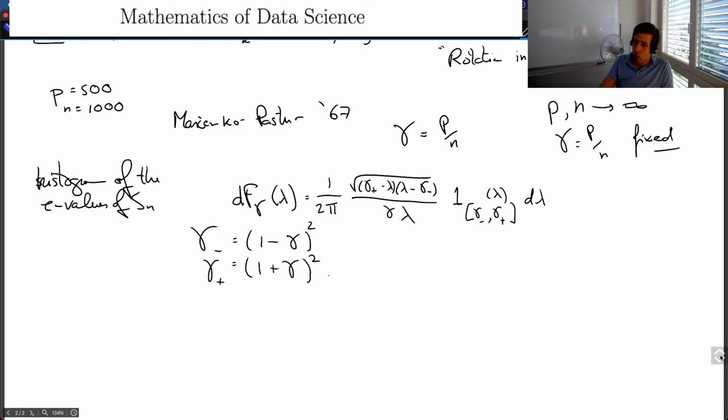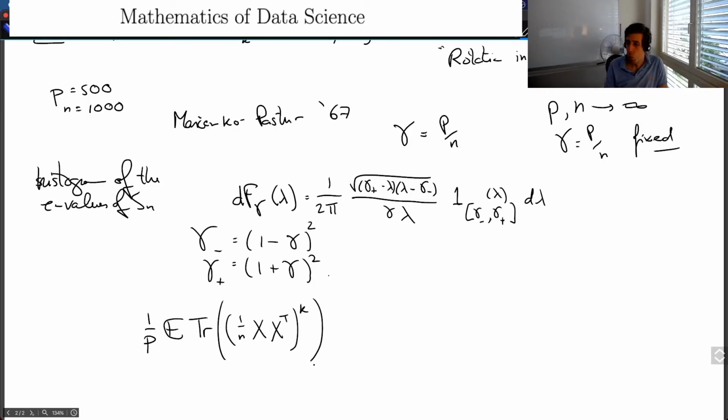One way to prove something like this, and we're not going to prove it here, but the point is that this can be worked out mathematically. One way to try to prove things of this type is to work out what the moments are. The idea is that for any k, if I take the expected value of the trace of 1 over n, xx transpose, my matrix Sn to the power k.